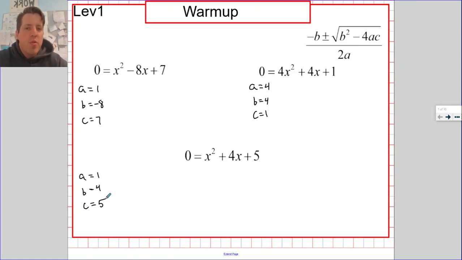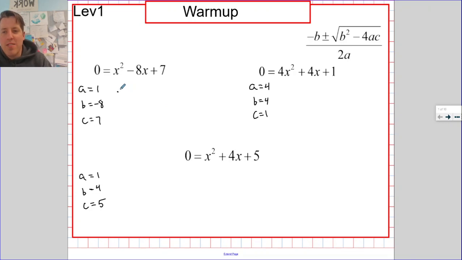Alright, so remember that A is the lead coefficient, B is the linear coefficient, and C is the constant term. Check out what I've done for these three problems and see if that matches. Then the next thing you're going to do is you're going to plug into the formula. I'm going to start that with this top left problem.